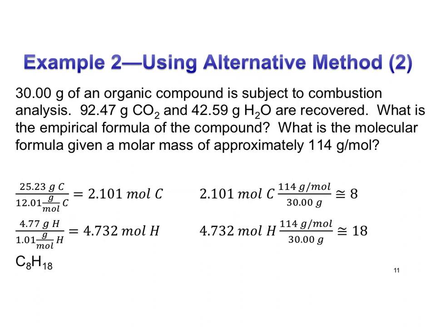2.101 moles carbon times 114 grams per mole and divided by 30 grams gives approximately 8 moles of carbon. 4.732 moles hydrogen times 114 grams per mole and divided by 30 grams gives approximately 18 moles of hydrogen. Putting these together yields a molecular formula of C8H18. Verify by checking the molar mass of the formula just determined.